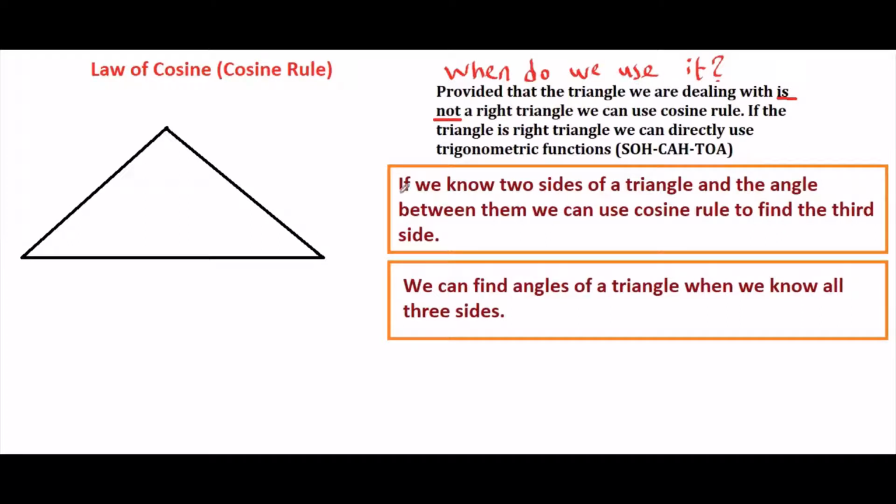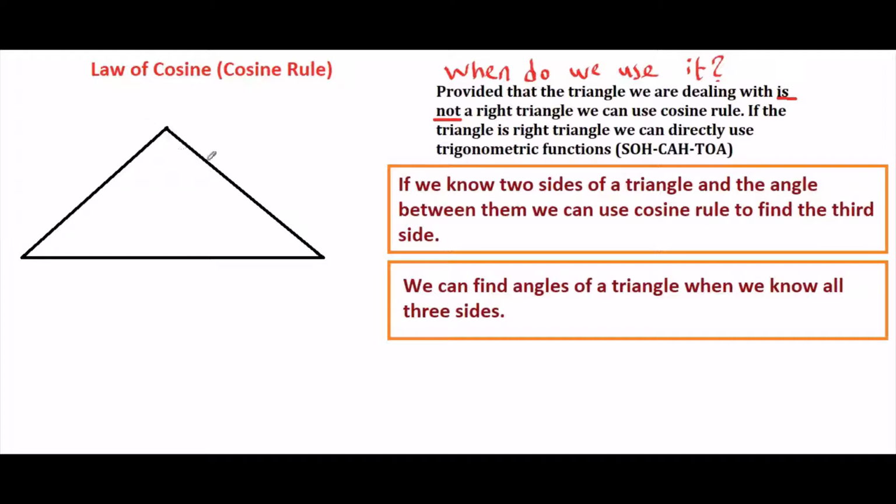Hello everybody. In this video, we are going to study law of cosine. When do we use law of cosine? We use law of cosine to find the missing side or missing angle. But this time our triangle is not a right triangle. If it was a right triangle, we could directly apply SOHCAHTOA. So in the conditions that we cannot apply SOHCAHTOA because our triangle is not a right triangle, then we apply law of cosine.